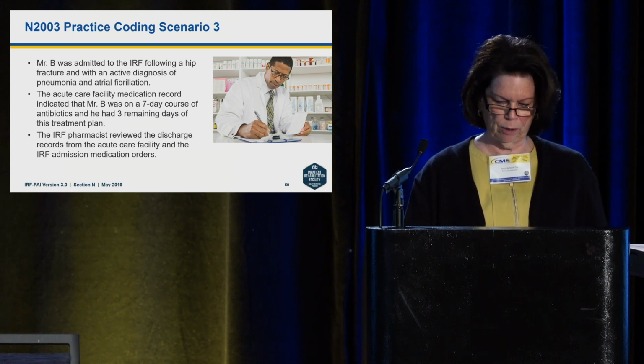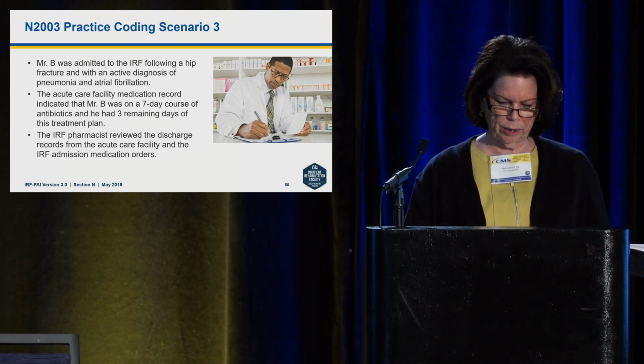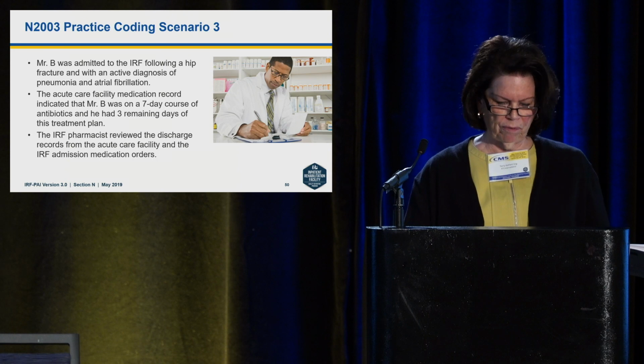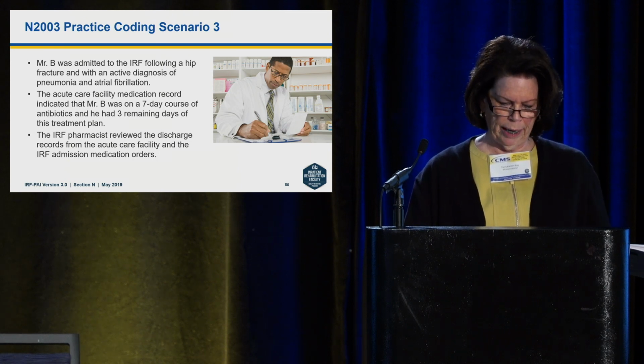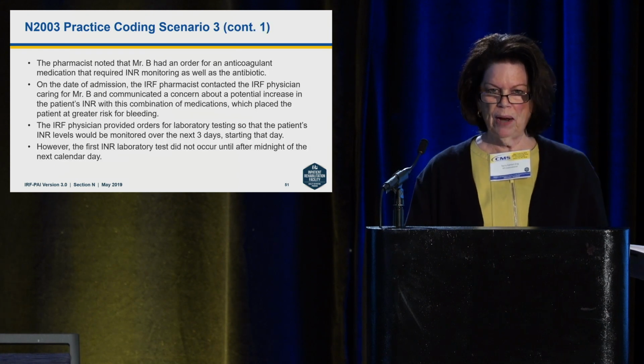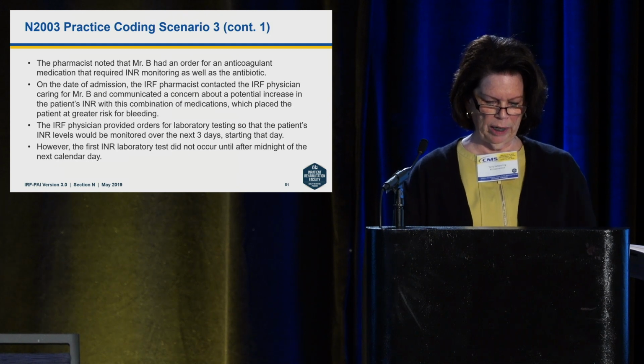atrial fibrillation. The acute care facility medication record indicated that Mr. B was on a 7-day course of antibiotics and he had 3 remaining days of his treatment plan. The IRF pharmacist reviewed the discharge records from the acute care facility and the IRF admission medication orders. The pharmacist noted that Mr. B had an order for an anticoagulant medication that required INR monitoring as well as the antibiotic.